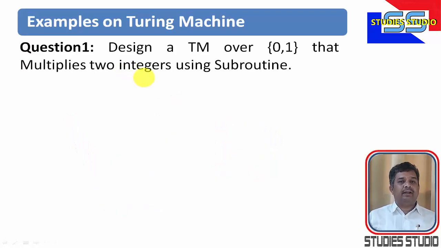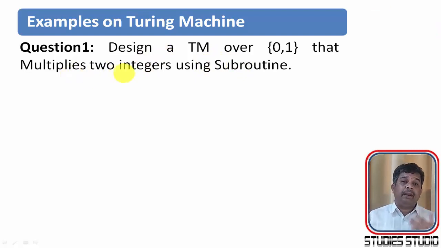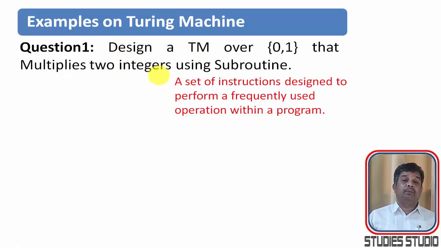To understand what a subroutine in a Turing machine is, let us discuss a problem. We are going to design a Turing machine over 0 and 1 that will multiply two integers. We'll use a subroutine to do this. In our previous video, we did multiplication of two integers using a Turing machine without using a subroutine.